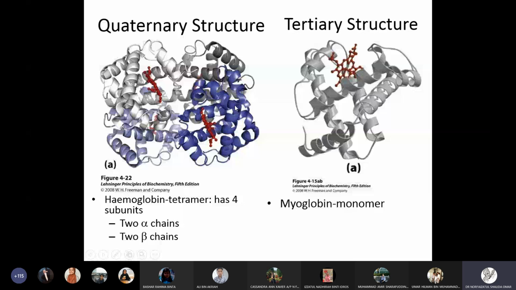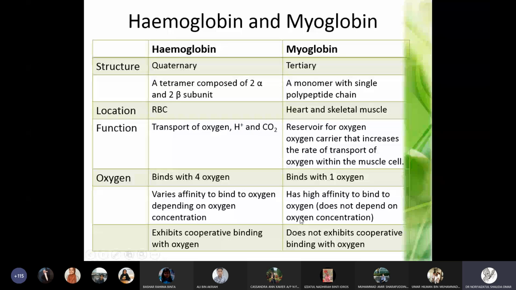Hope you understand why the affinity is different, and why hemoglobin exhibits cooperative binding and myoglobin doesn't exhibit cooperative binding with oxygen. So those are two concepts that you need to understand.